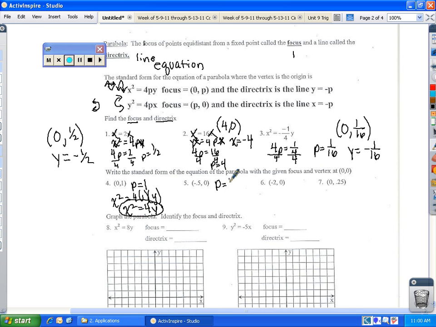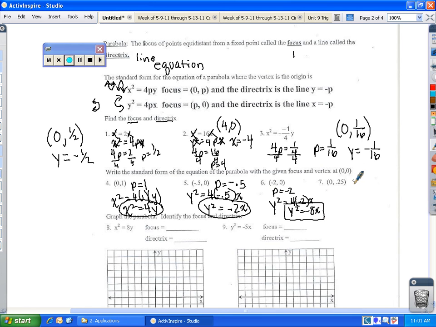Here p equals -0.5, so again (-0.5, 0) is along the x-axis, so this is going to be a y squared equation. So y squared equals 4 times -0.5 times x, and now I simplify and get y squared equals -2x. Next, the focus -2, 0 means that p equals -2, and again this is along the x-axis, so I know that this is a y squared equals equation. So y squared equals 4 times -2 times x, so y squared equals -8x.